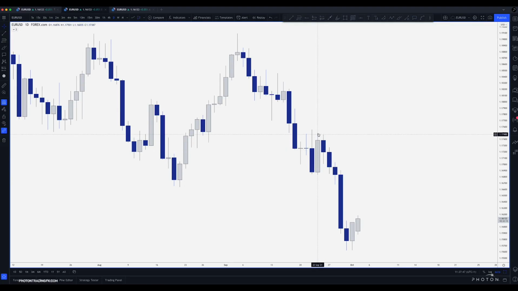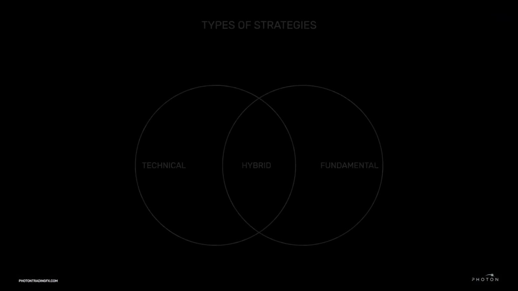Now the wicks simply, the bottom wick will represent the lowest traded price for that time frame, right? So this is a daily chart, so this means this wick down here, the very bottom of that wick represents the lowest traded price for that day, while the top of the wick indicates the highest price paid.